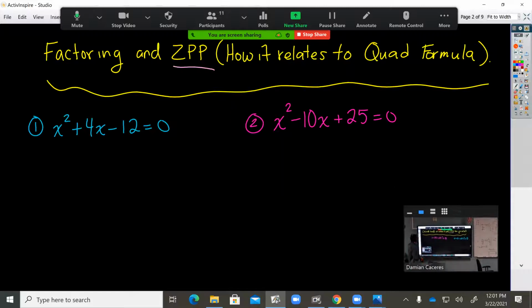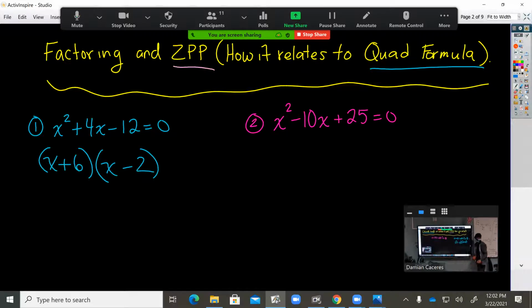So now what we're going to do on this page is I'm going to write down the factors and then do the zero product property for both of these equations. The reason I'm going to do that is because we're going to compare it afterwards to how it relates to the quadratic formula. I'm not going to teach you how to factor. We did that all of last week and the week before. So I'm just going to write down the factors: x plus 6, x minus 2. I know those are the factors.